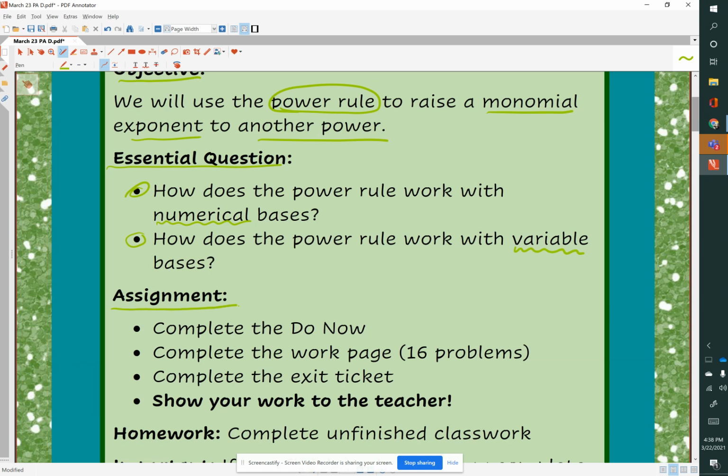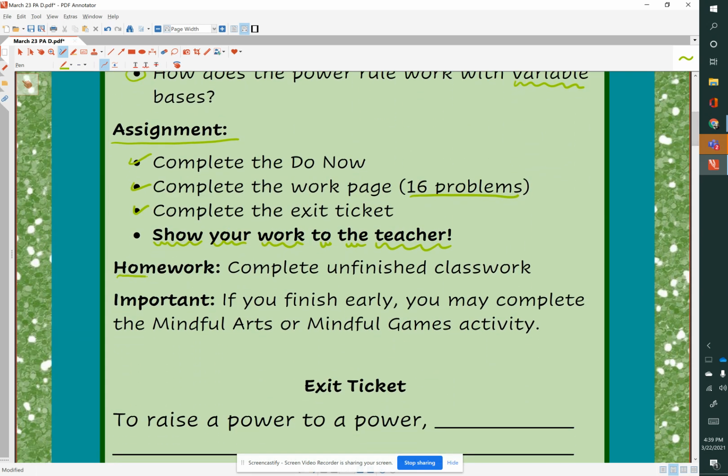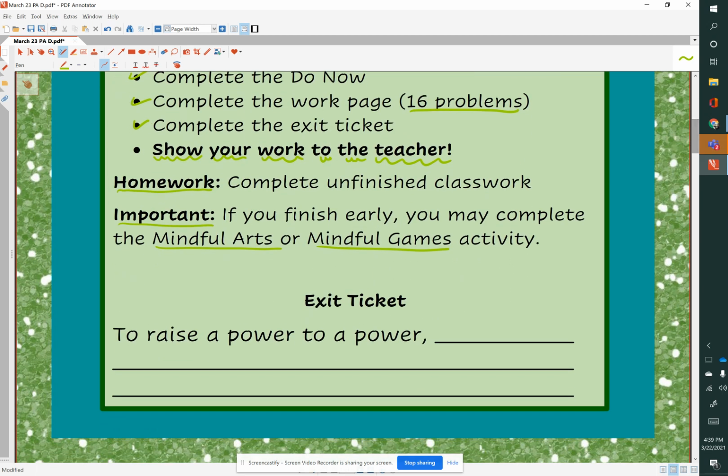Our assignment will be to complete our Do Now. Then we have a work page with 16 problems. We have an exit ticket. And as always, show your work to the teacher. Most important thing: if you don't finish in class, that's okay. Just show me what you've done, and then you can finish the rest for homework. If you finish early, we've got a little mindful arts or mindful games activity you can work on. Then we'll get back to our exit ticket at the end of class.